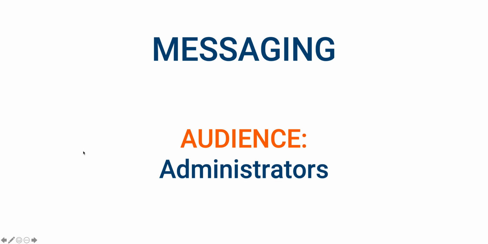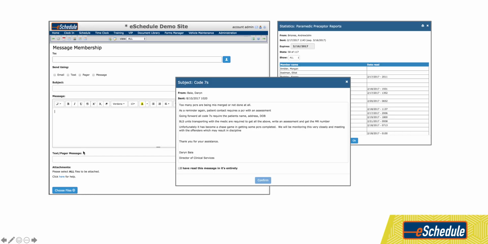Now, the messaging platform within eSchedule has a number of different options. The first would be to send an email out, and this actually uses the email address that's on file within the employee's profile. So assuming that your employee has an accurate email and it's up to date, then you can check this box and it's going to send the email to whichever address is in the profile.